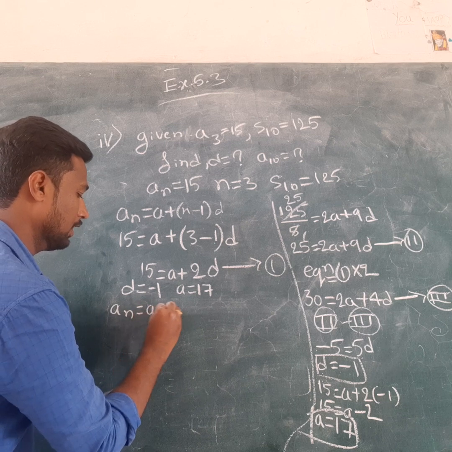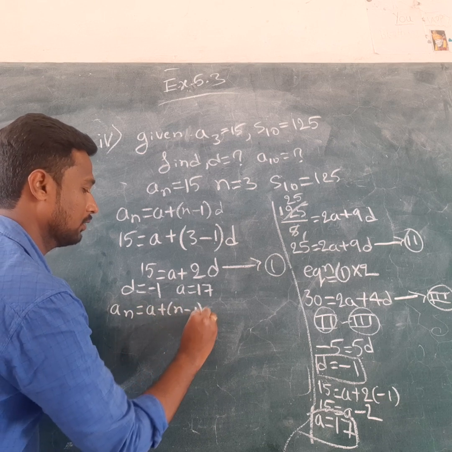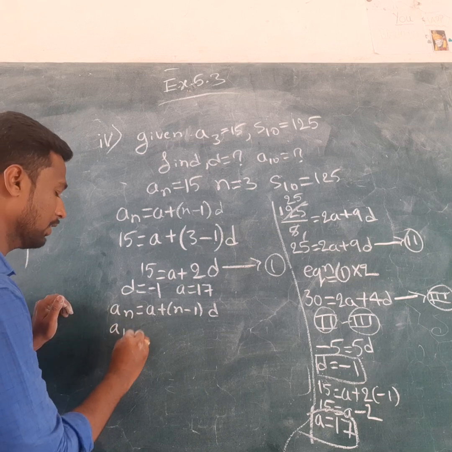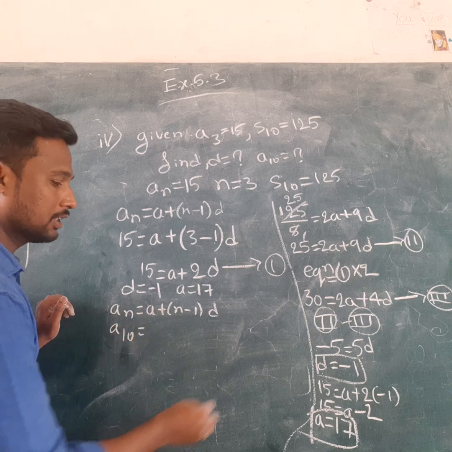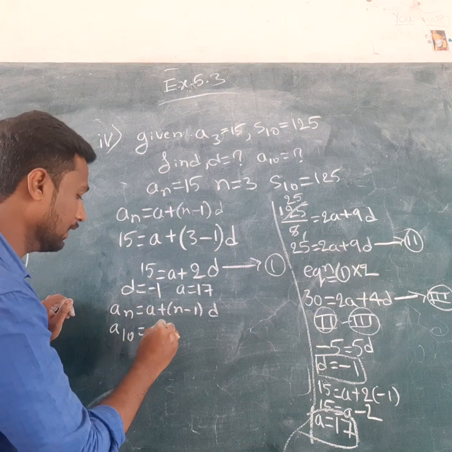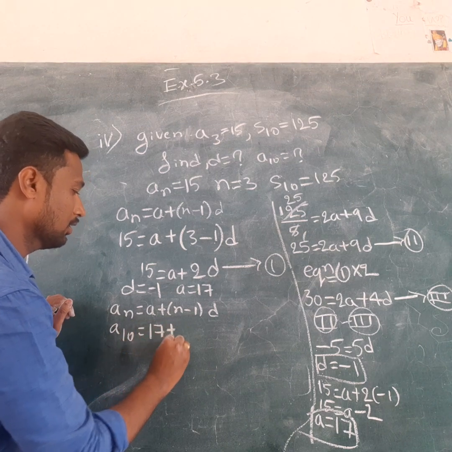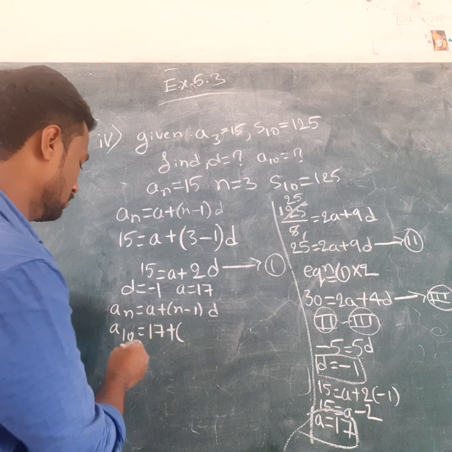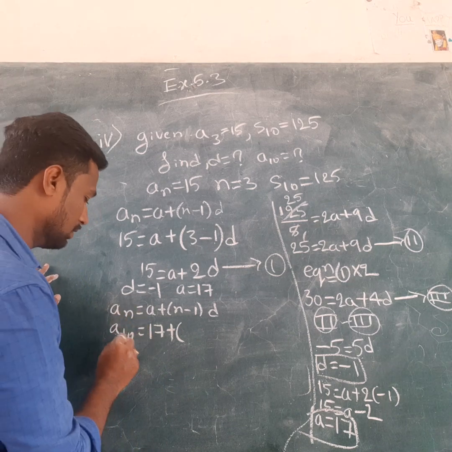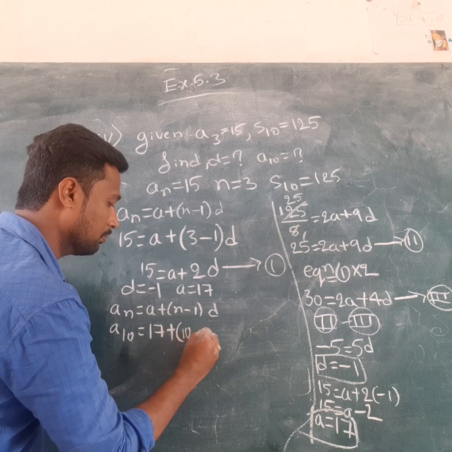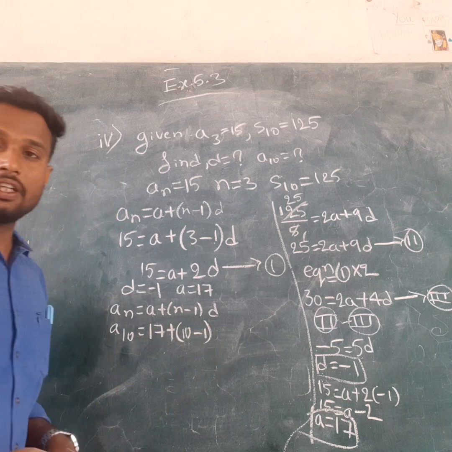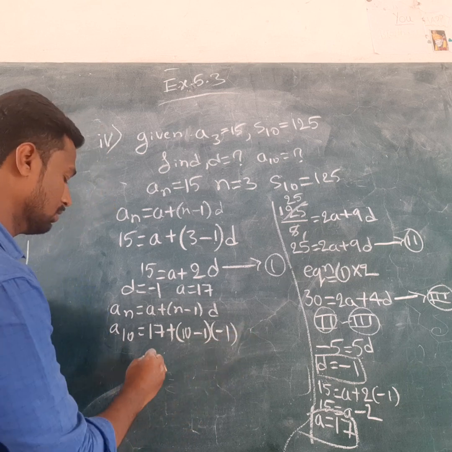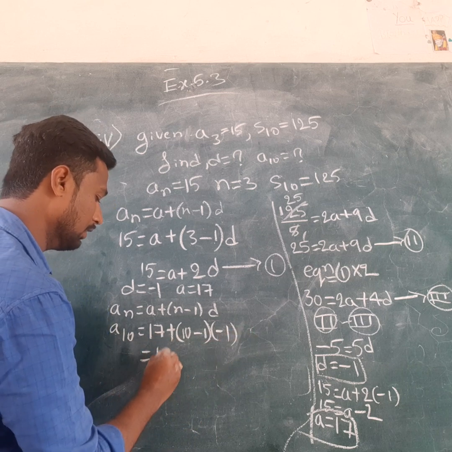So an is equal to a plus n minus 1 into d. And here we are calculating A10 value. What is the A value? Just now we have calculated A value is 17 plus, what is the n value? A10 means n value is 10 minus 1. What is the D value? Minus 1. Right?